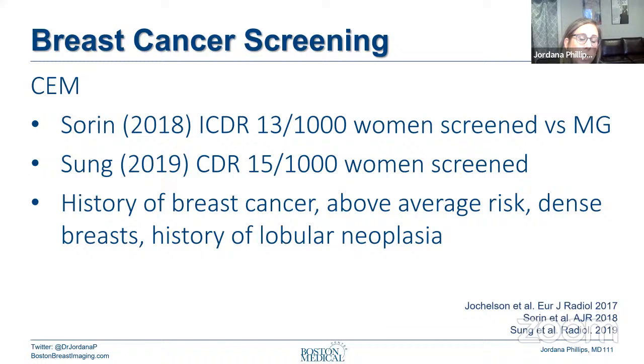There are also retrospective studies on women who have had a history of breast cancer, those that are above average risk, women who have dense breasts, history of lobular neoplasia, and they all say the same thing, which is that contrast mammo does a better job than conventional mammo.